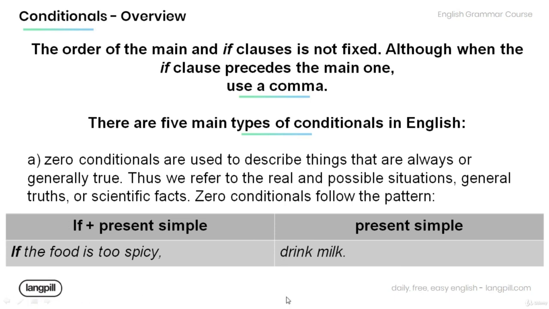Have a look at the example below. If the food is too spicy, drink milk. Now this sentence refers to a general truth.